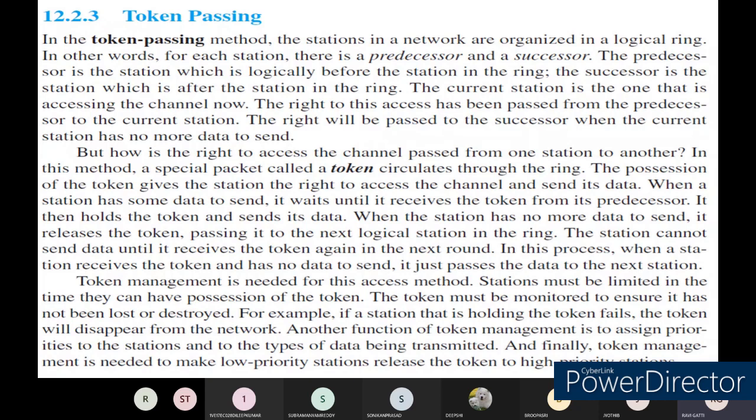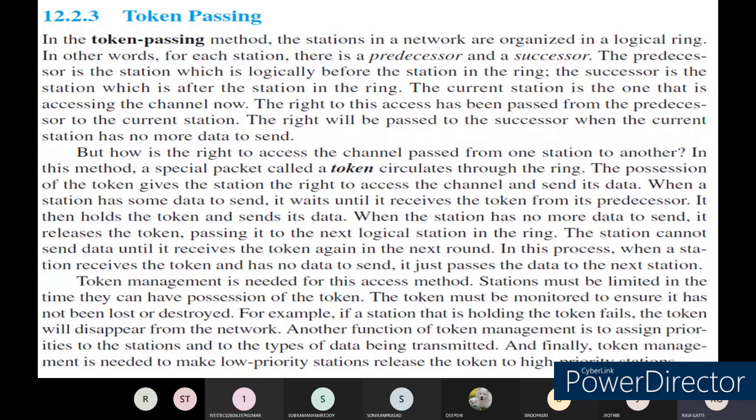The station which is next to it, we are going to call a successor, and the station before it we are going to call a predecessor. Now in token passing, whenever a station wants to transmit data, it will generate a token. What is that token? Token is nothing but a special packet.